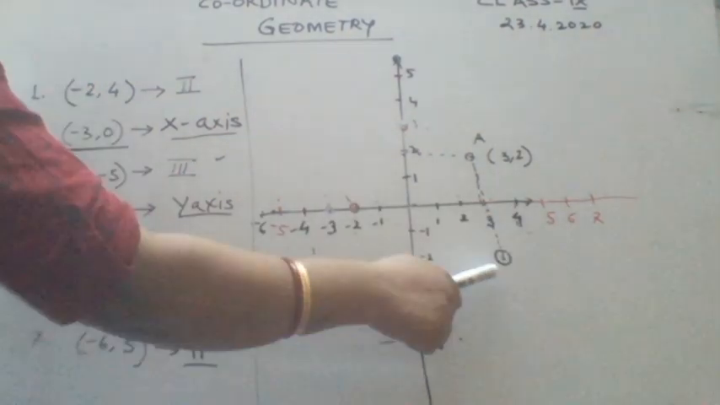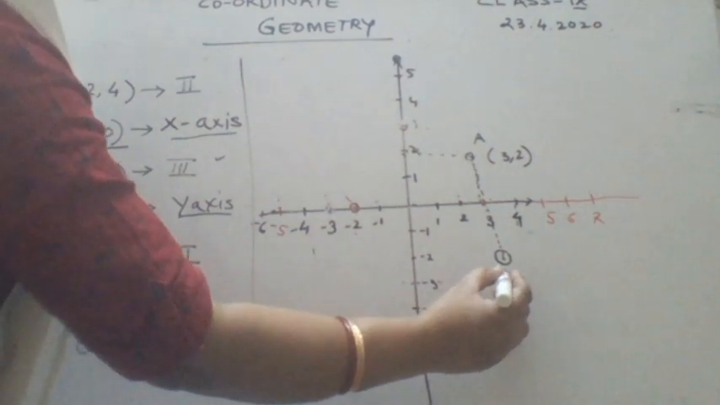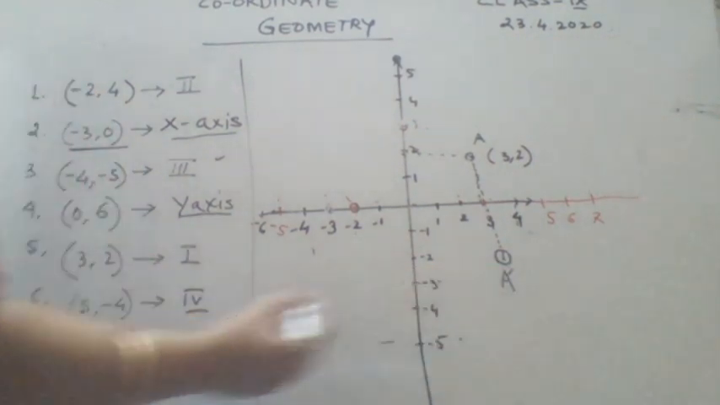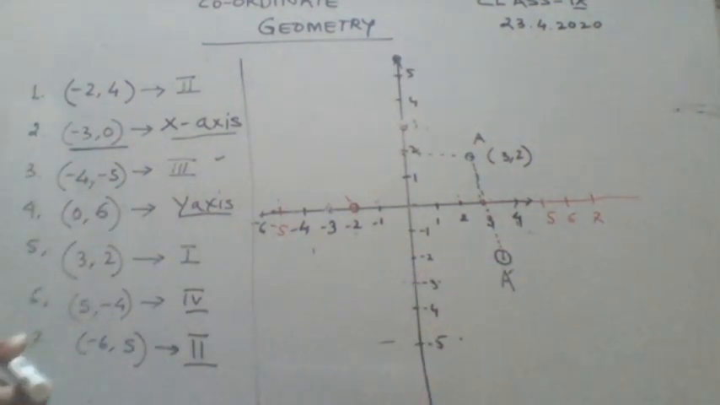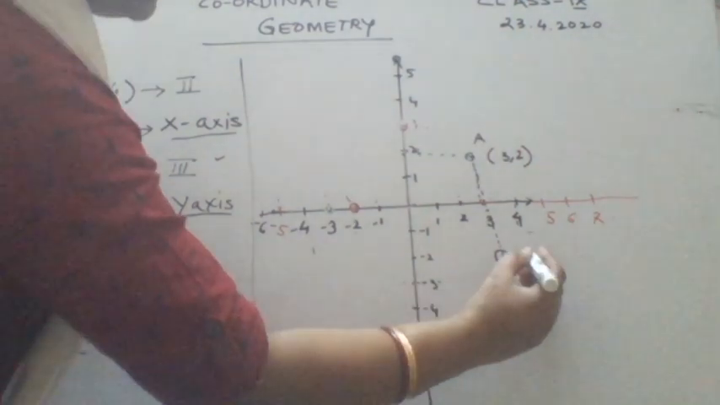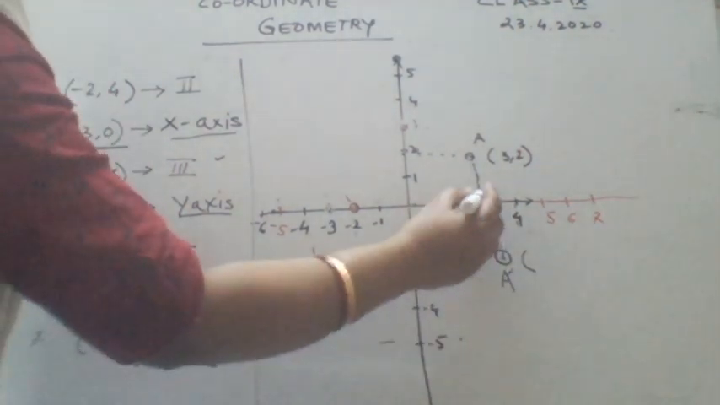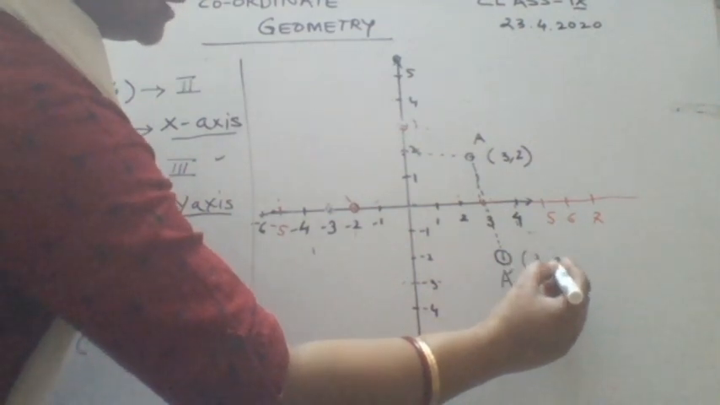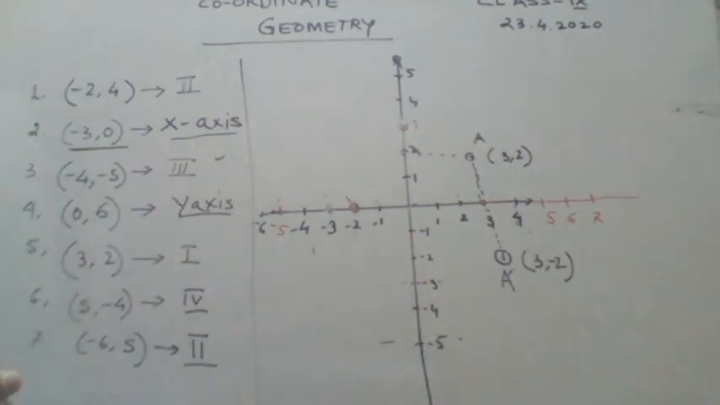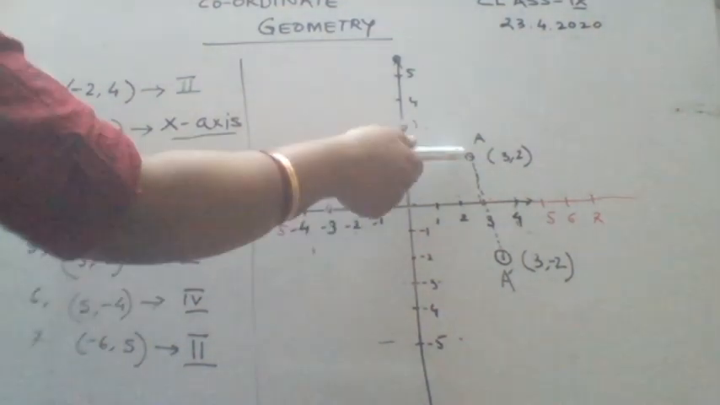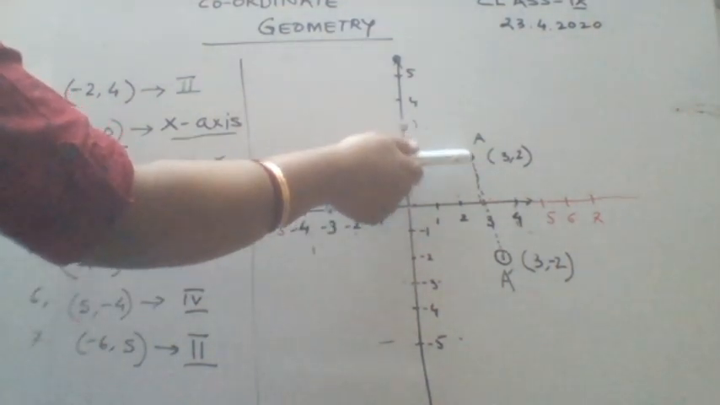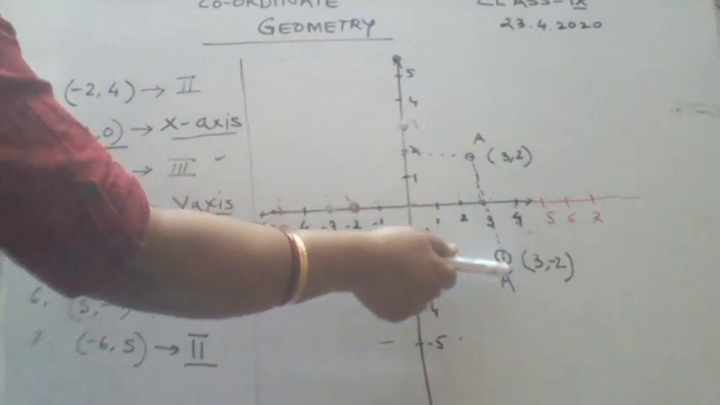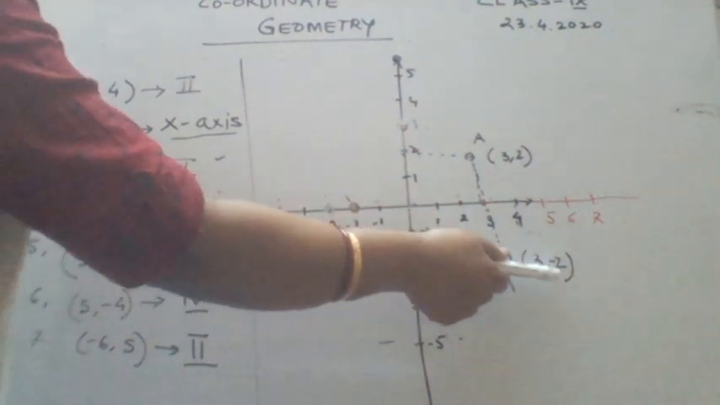Now what will be the coordinate of the image? A is the point and A dash is, say, the image. Then image coordinate will be 3 comma minus 2. X will remain the same and y coordinate becomes minus 2. So the image of this point 3 comma 2 about the x-axis is 3 comma minus 2.